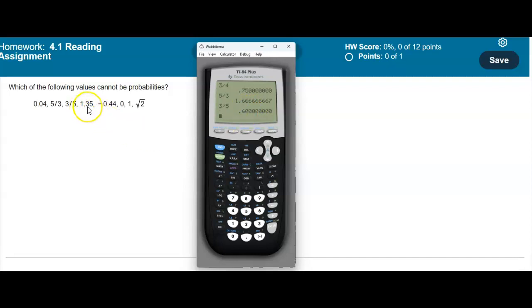Okay, what about 1.35? Well, this is over the value of 1, so this cannot be a probability. Now again, in this next example, it says negative 0.44. Well, probabilities have to be in between 0 and 1, and they cannot be negative. So we cannot include negative 0.44. Now, 0 is included, so we can include 0. 1 is included, so we can use 1. Now, what about the square root of 2? If we find out what the decimal equivalent of the square root of 2 is, it's about 1.4, and that number is over the value of 1.